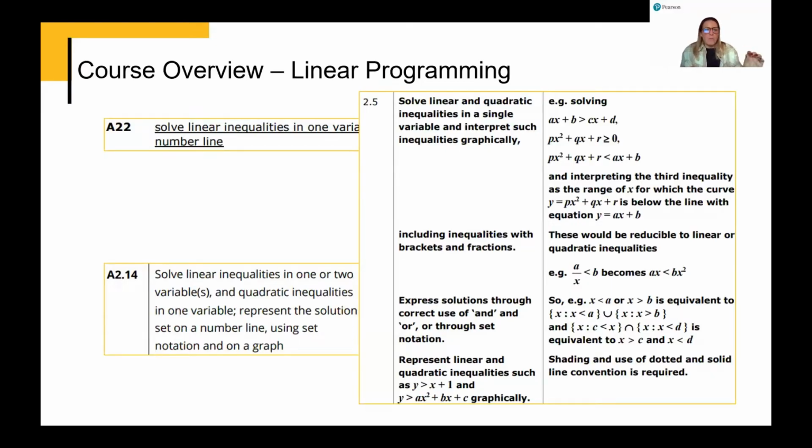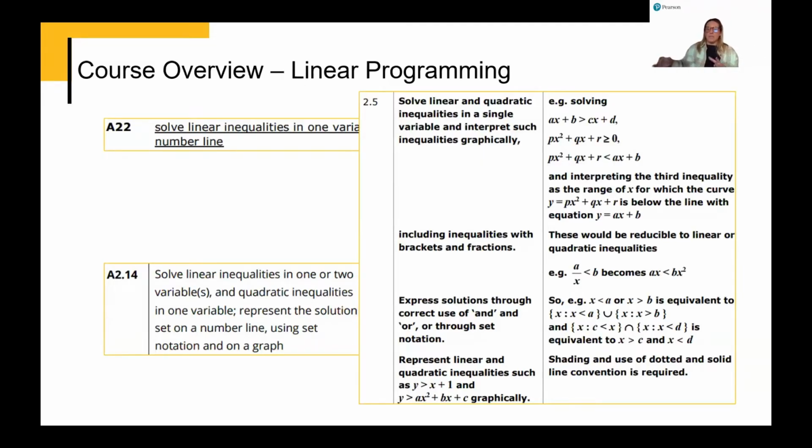So just to clarify, we're going from solving linear inequalities of one variable and representing on a number line at GCSE, then going into EMC, where we could do that with one or two variables with quadratic inequalities and representing solutions on number lines, and starting to use that set notation and representing graphically. So that's the step between, and then the step up into solving linear and quadratic inequalities in single variables and inequalities graphically, then using them with brackets and fractions, then going into solutions being expressed using correct set notation, and then being able to represent linear and quadratic inequalities graphically.